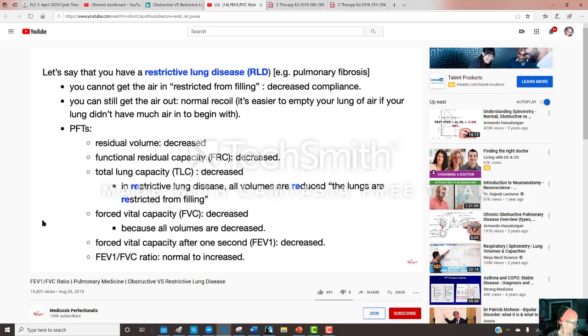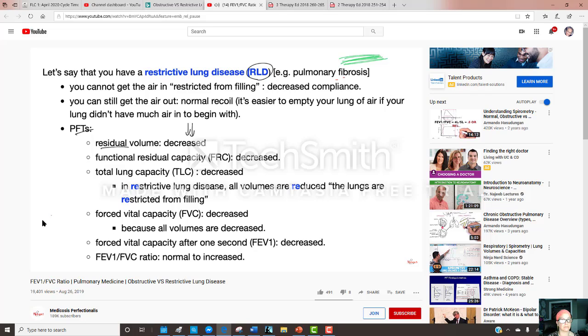Also, if it's a fibrosis, you have more fibers in your lungs, and this is gonna increase the recoil. Again, this is theoretical. PFTs, residual volume decrease. All of the volumes and capacities are decreased in restrictive lung disease. You cannot get the air in. There is less air coming in. Therefore, there is less air coming out. Therefore, all of the volumes and capacities are decreased.